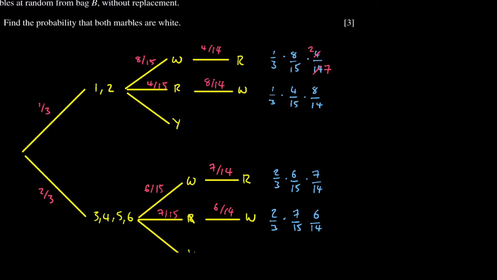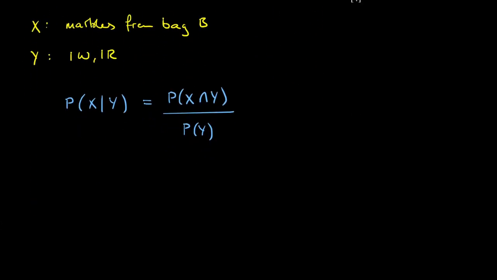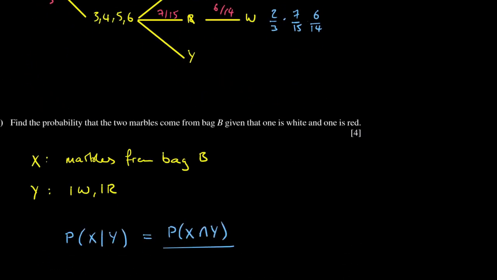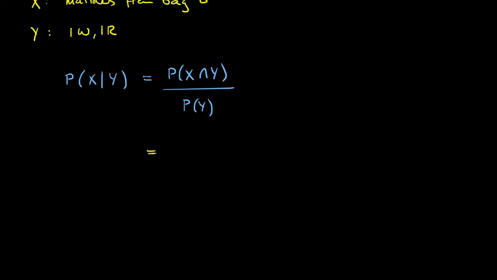Okay, if I do all of that, so I add them all up, then what I get is that the probability of x intersection y, the probability of y, so the probability of getting one white and one red, is me adding up all of these guys, right? So if I add up all these, that's the probability of getting one white and one red. So let me just write that down here.